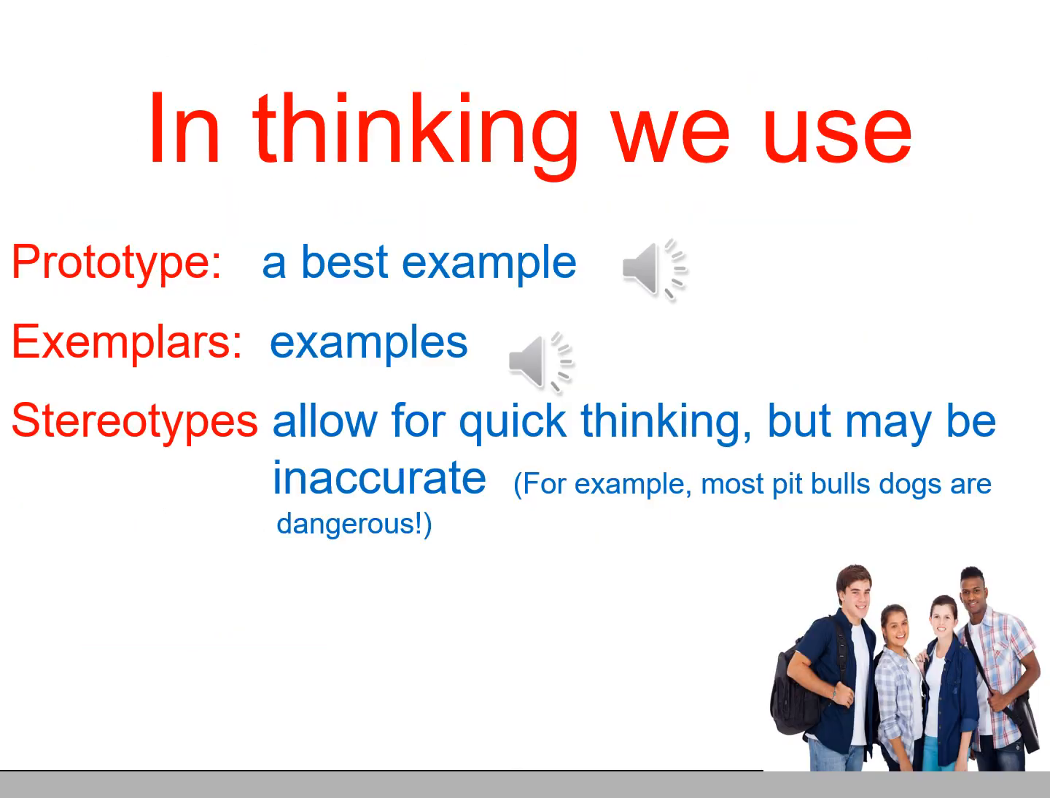In thinking, we use prototypes, exemplars, and stereotypes. A prototype is the best example of something. So if I ask you regarding apples, not your favorite type, but which apple captures appleness the best, which is the appliest of all apples, a student might say Red Delicious or Granny Smith. Whatever you think is the best example of a certain category is a prototype.